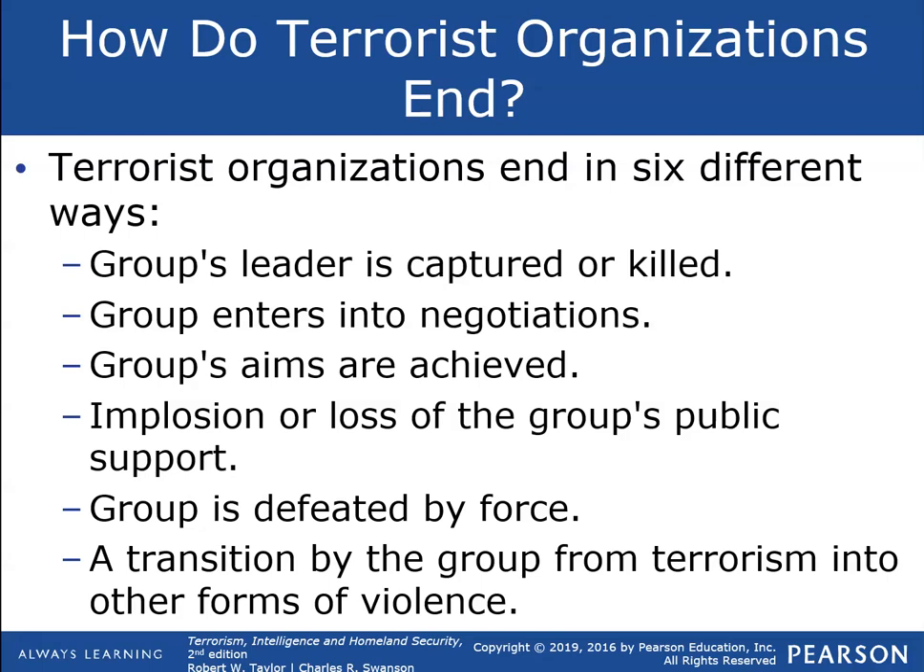So they actually did what they were going to do. They were successful. So, as the saying goes, the devil's always in the details. For example, it may have accepted concessions granting it something that it may have been impossible to achieve. But again, if the aim of the group is achieved, then that could be one reason that an organization could in fact end. Next, implosion or loss of the group's public support.